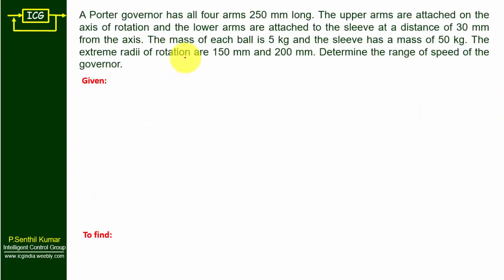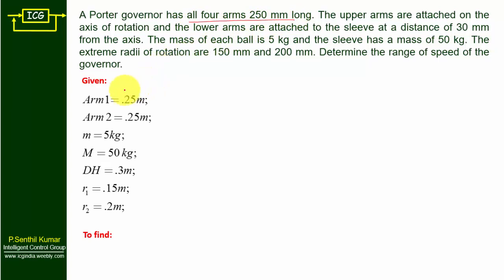A Porter governor has all four arms 250 mm long. So arm 1 and arm 2 both are 250 mm, so we can take it as 0.25 meter. There is no need to worry about the third and fourth arms since it is symmetric on both sides. So again, please remember this word: this is Porter, not Proyer.